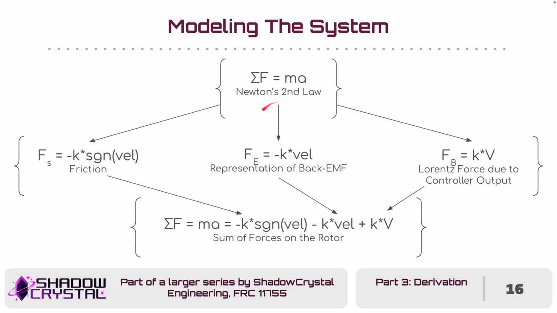So you have your force of friction, your representation of back EMF, we'll just call this Fe, and your Lorentz force due to your controller output. And you sum them to get your net force, which is equivalent to Ma. This is the sum of the forces on a rotor of an isolated DC motor.